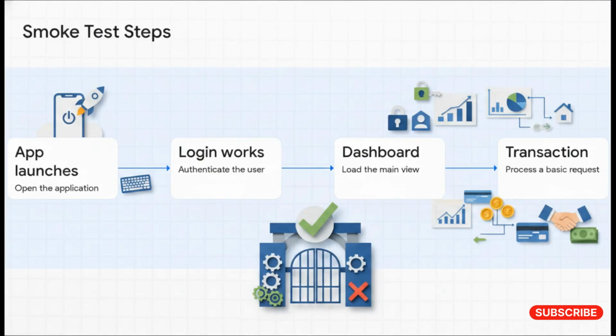Picture this. Your team has just released a brand new build for a banking app. The smoke test looks a little something like this. First, does the app actually launch? Yes. Second, does the login screen work? Yes. Third, does the dashboard load? Yes. And fourth, does a basic transaction process? If the answer to even one of these basic steps is no, like say the dashboard just hangs on an endless loading screen, we reject the entire build. We stop testing right then and there. I mean, there is absolutely no point in running deep, complex tests if the user can't even get past the login screen, right? It's just a highly efficient gatekeeper.